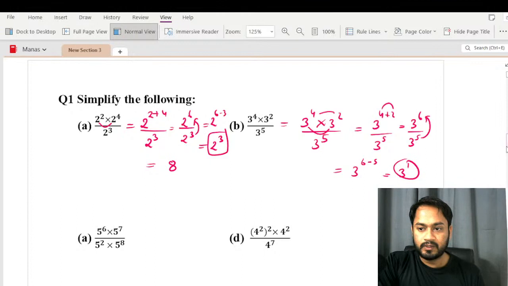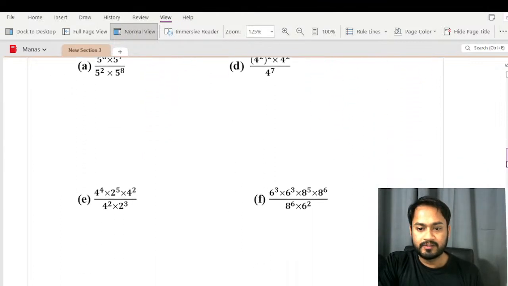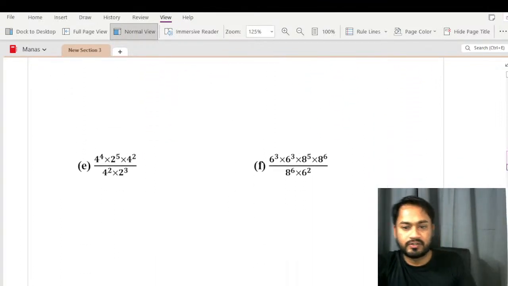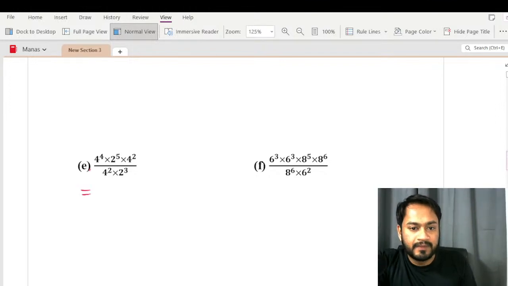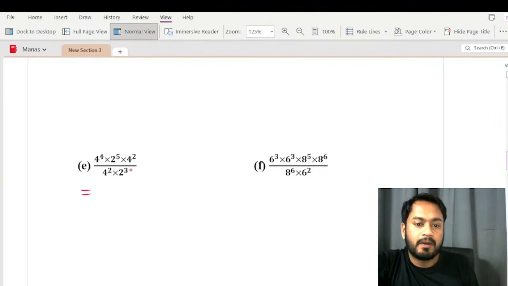Now I will take some difficult questions here. Suppose this is the question. I will solve the second E part. So here, 4 raised to power 4 multiplied by 2 raised to power 5 multiplied by 4 raised to power 2, divided by 4 raised to power 2 into 2 raised to power 3. Now what you need to do is first convert all of this into powers of 2.